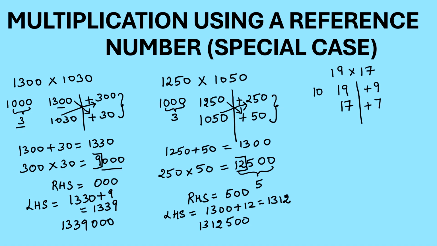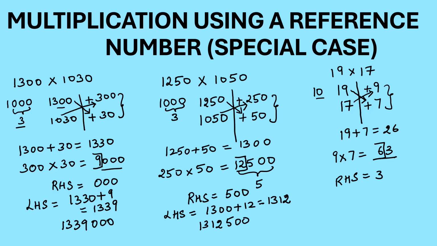To calculate the LHS, we can do either 19 plus 7 or 17 plus 9. 19 plus 7 gives us 26, which will be our LHS for the time being. To calculate the RHS, we multiply these two numbers. 9 times 7 gives us 63. Here, our RHS consists of 2 digits, whereas our reference number contains only 1 zero. So we need to remove 1 digit from our RHS. So we remove the leftmost digit from it. When we do this, our RHS becomes 3.